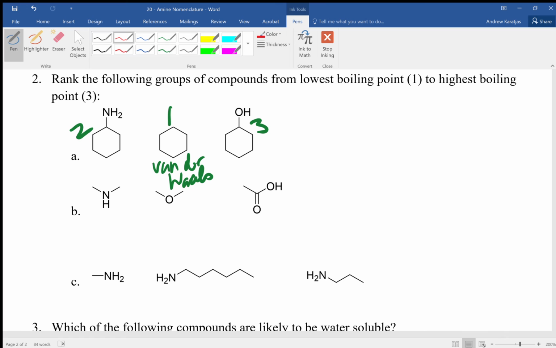In Part B, again we have an ether here which largely only has van der Waals forces. We have the amine which has hydrogen bonding, and then we have the carboxylic acid which has both stronger hydrogen bonding as well as the dipole-dipole interaction from the carbonyl. Finally, here in part C, we have 3 primary amines. So they all have pretty similar hydrogen bonding. So what makes the difference here is the length of the carbon chain. The longer the carbon chain, the stronger the attraction and the higher the boiling point.